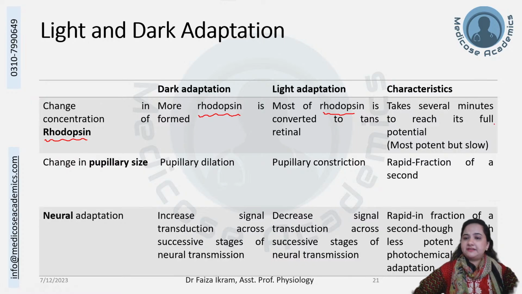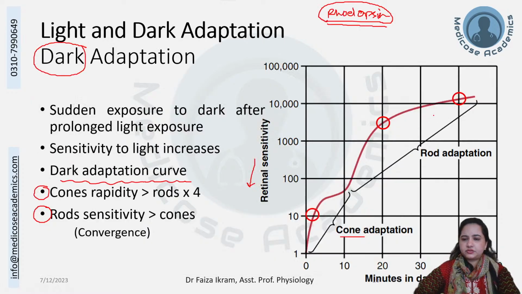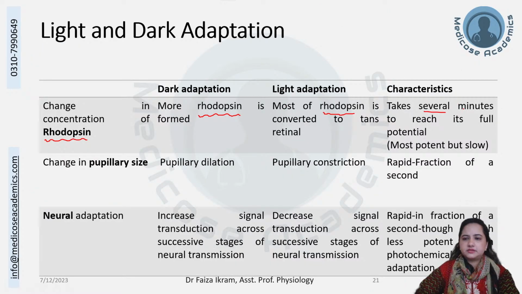This is going to take several minutes. As we saw in the previous graph, the maximum adaptation is occurring at the 40 minutes. Although it takes much time, it's the most potent mechanism. Number 2, change in the pupillary size.